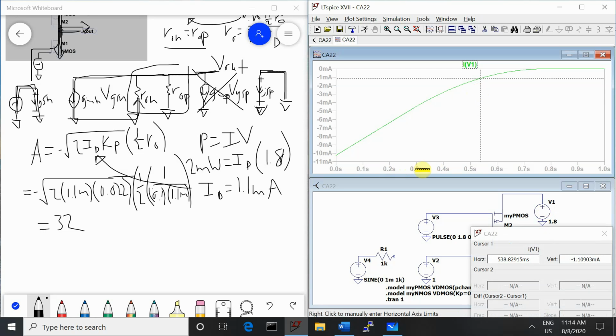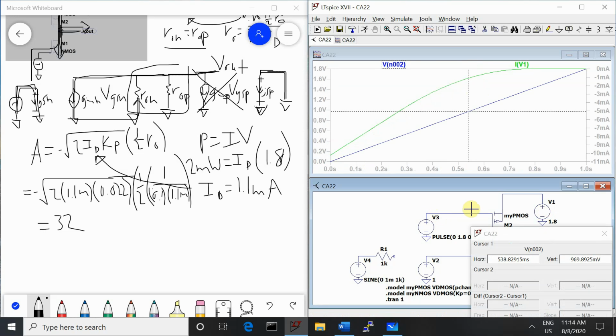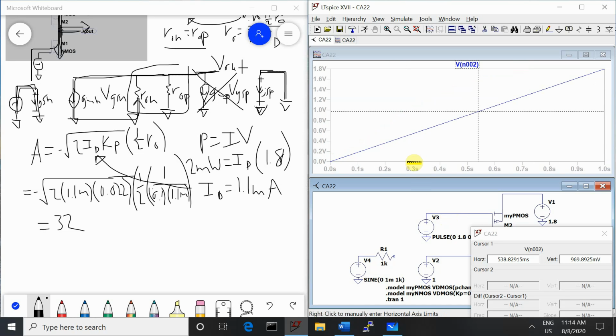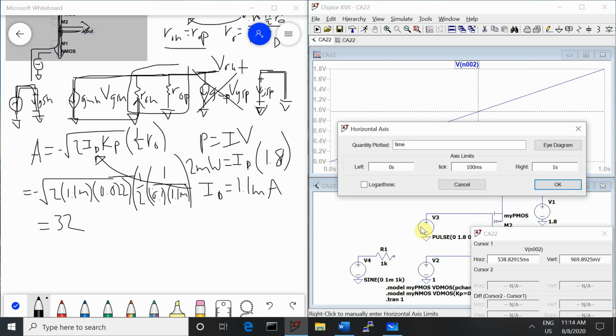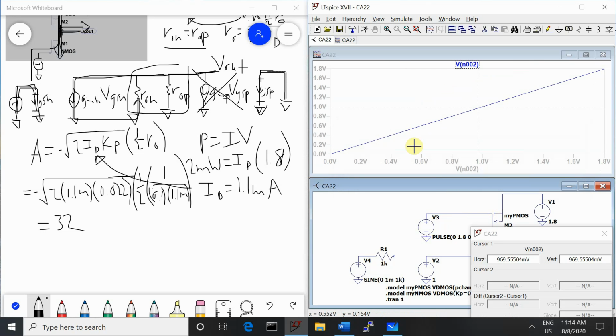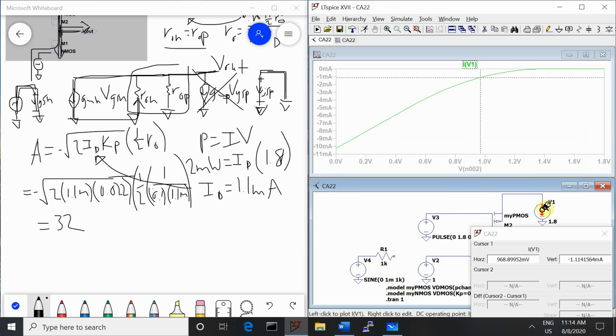We need to change our x-axis here from time to voltage. We want it to be the voltage VN002, which is the voltage that is going into the gate. We're still measuring the current there, and we're at 1.1 milliamps at 969 millivolts.